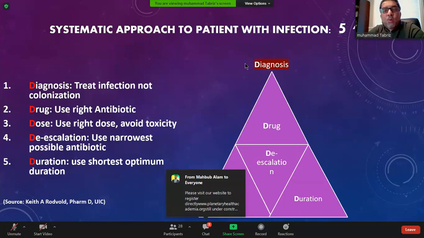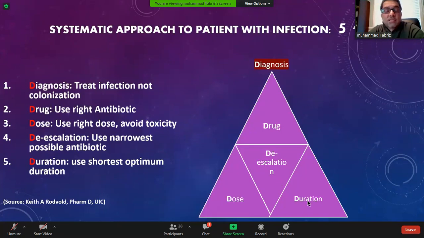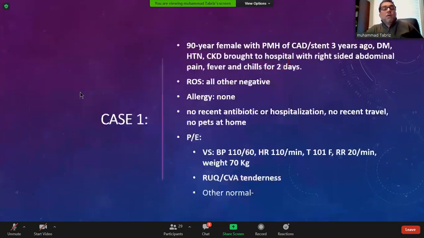So that's most important. Once you have a diagnosis, then you can go to drug, dose, de-escalation, and duration. Those are the other steps that we talked last time. This is the foundation that I use for all antimicrobial stewardship and appropriate drug, and most useful way of using the drug appropriately is this 5D. So we'll go some cases now.